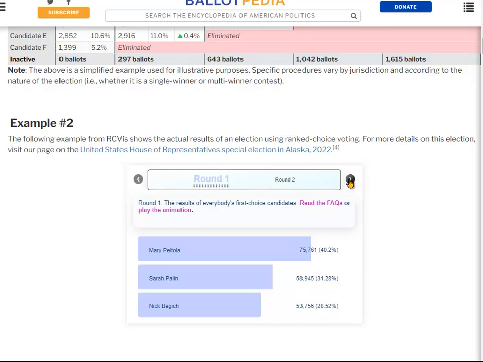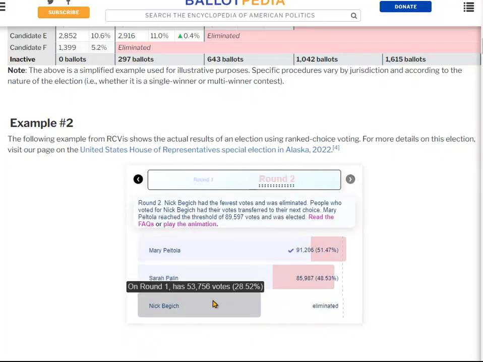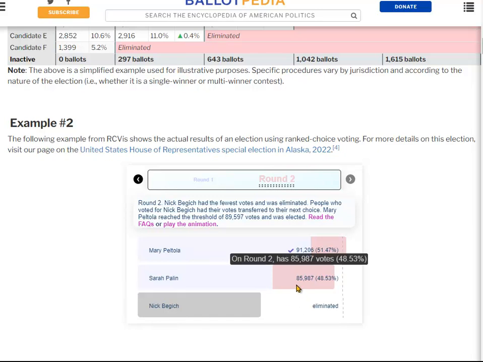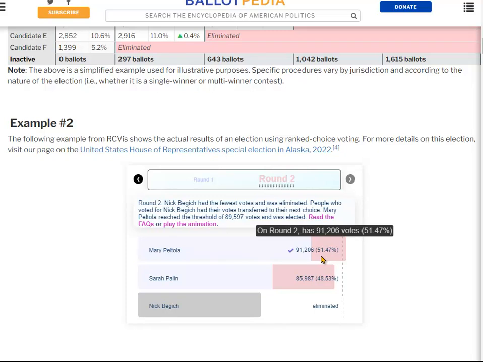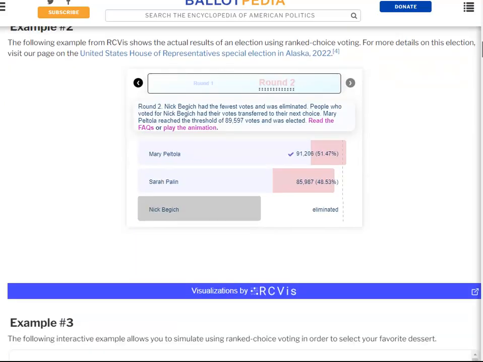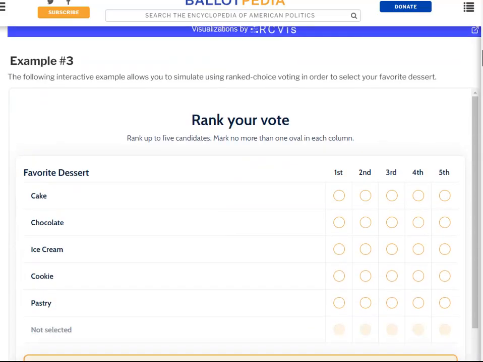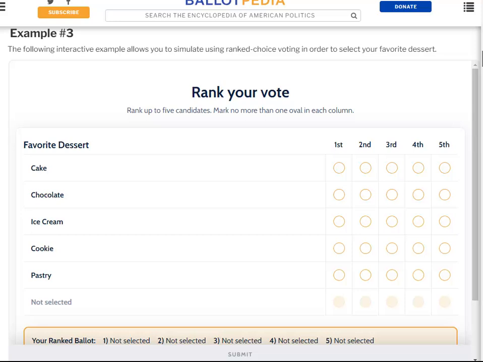So when I click on this one here, we can see that many Nick Begich supporters put their second choice down for Sarah Palin, but quite a bit of them also put it down for Mary Peltola, and it was just enough for Mary Peltola to win with 51.47%. All right, so that's a real example of ranked choice voting, which we still have going on in Alaska as of November 2024.